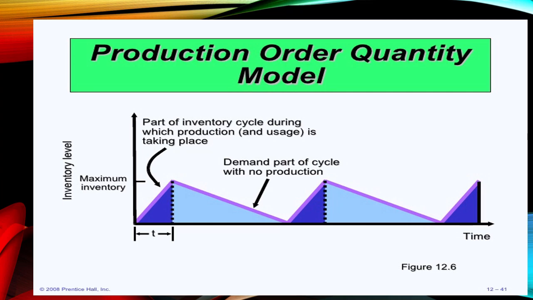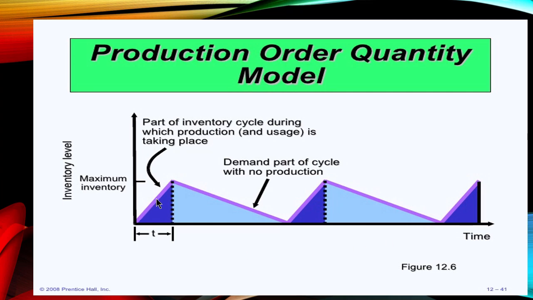I have here the graph. This is the production order quantity model graph. This graph shows that manufacturing could produce more than the demand. I am referring to the daily output versus the daily sales. Say we can produce 8 units per day, but we can only sell at 4 units per day.